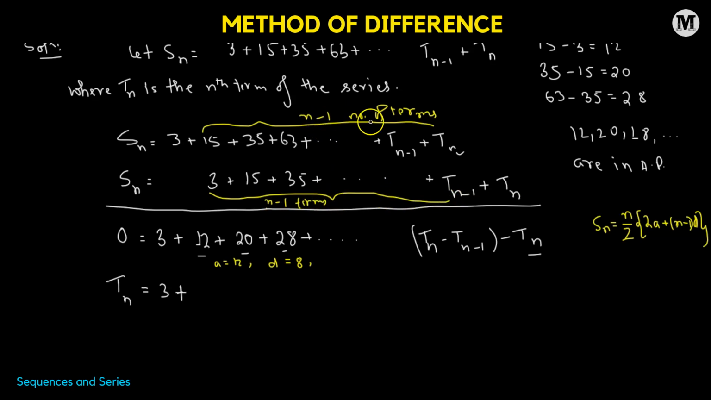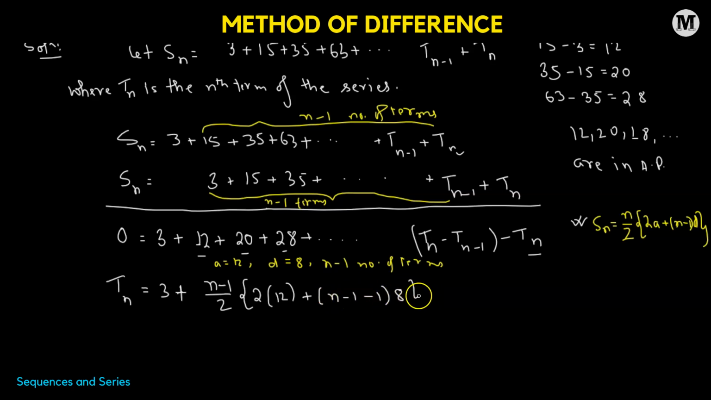Now subtracting n minus 1 terms from another n minus 1 terms is going to leave us with n minus 1 number of terms. So that means that is the total number of terms present in this arithmetic progression. So we can apply the formula. We have n minus 1 over 2. We use this formula for Sn, but replace n with n minus 1. This will get multiplied to 2 times the first term, that's 12, added to n minus 1 minus 1 times the common difference, that is 8.